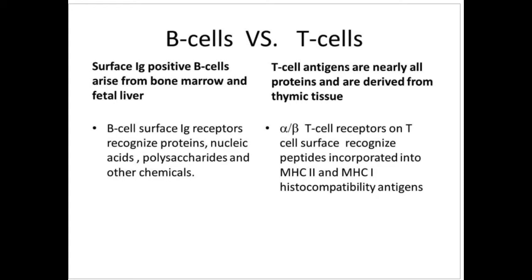All right. So they recognize alpha beta T cell receptors on the T cell surface. They recognize peptides incorporated into MHC2 and MHC1. That's for T cells. Now B cells recognize proteins, nucleic acids, polysaccharides, and other chemicals, which is in contradistinction to T cells, which mostly see only peptides in MHC compatibility antigens.